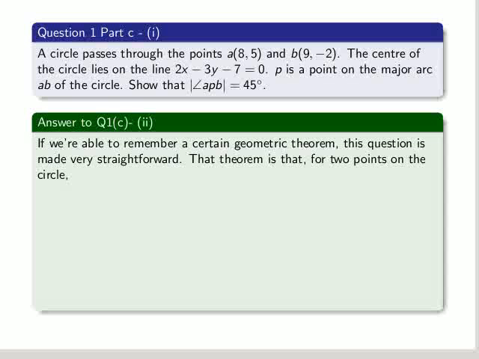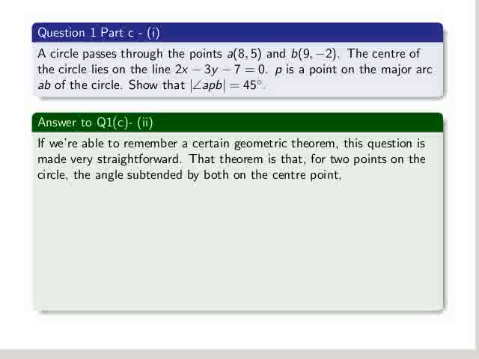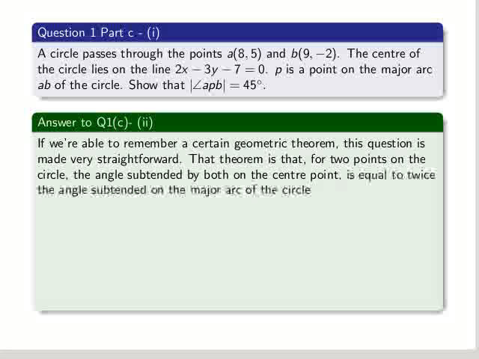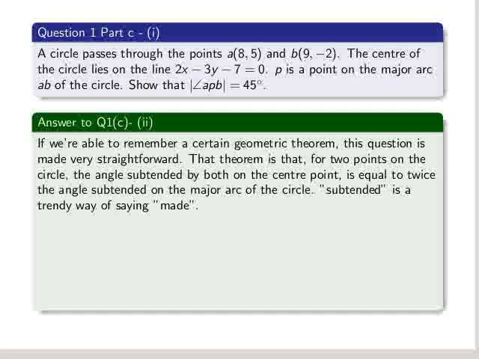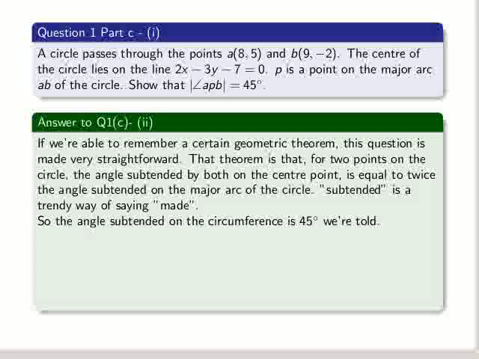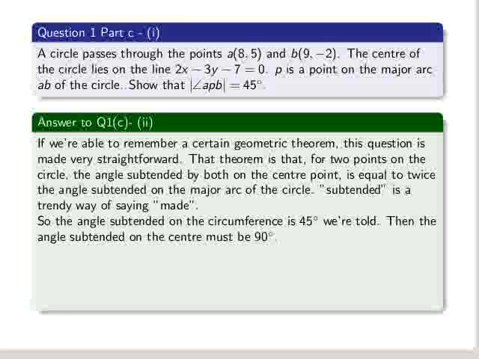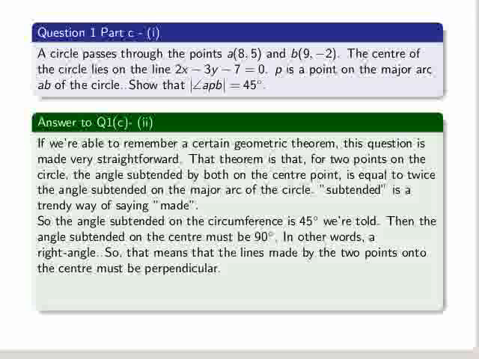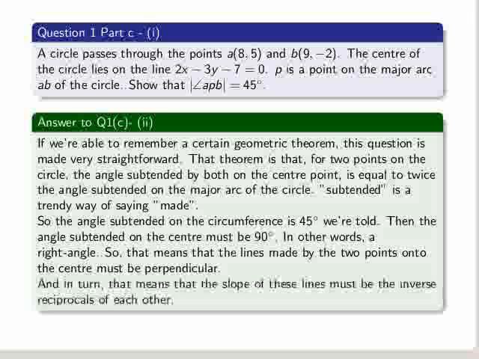The theorem is that for 2 points on the circle, the angle subtended by both at the centre is equal to twice the angle subtended on the major arc of the circle. Subtended is a trendy way of saying made. So the angle subtended on the circumference is 45 degrees, we're told. Then the angle subtended at the centre must be 90 degrees. In other words, a right angle. So that means that the lines made by the 2 points onto the centre must be perpendicular. And in turn that means that the slopes of these lines must be the negative reciprocals of each other.